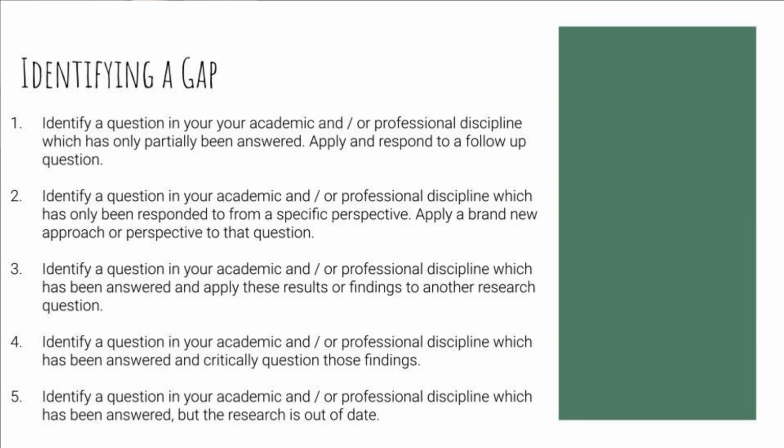Identify a question in your academic and or professional discipline which has already been answered and critically question those findings. Or identify a question which has been answered, but the research is out of date. A lot of the time we have great research, but it's from 20, 30, 40 years ago. If you're in my area of research, where I'm very interested in tech education, the difference from 20 years ago to today is completely different. The world has changed a lot, right? So depending on your field, just updating the research could be an important thing. All right, let's move on.